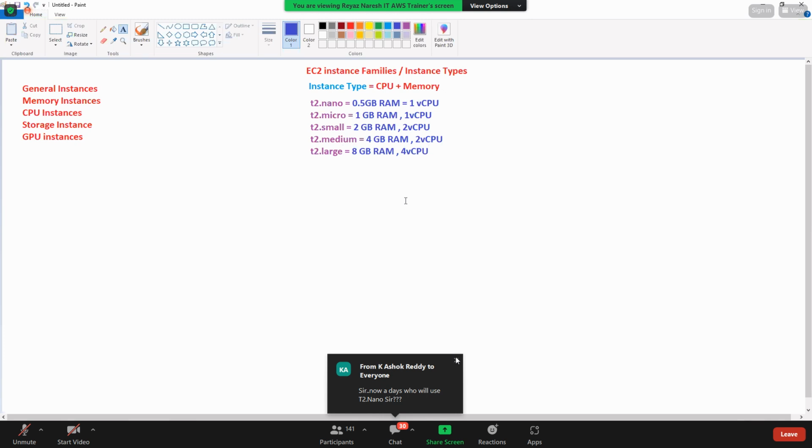Like this, AWS has different types of, what are these called? Instance types. What are these called? Instance types.